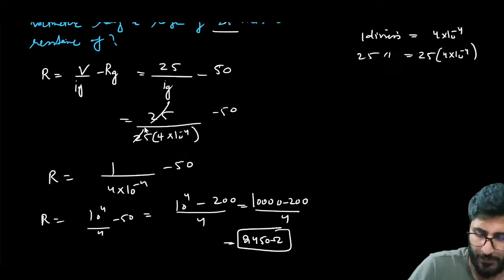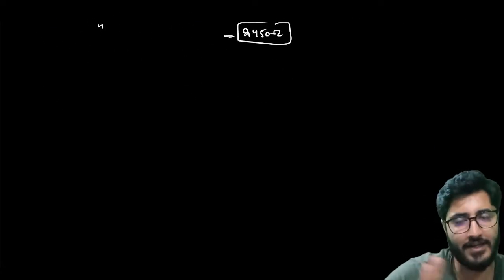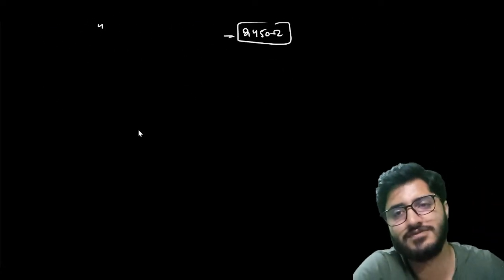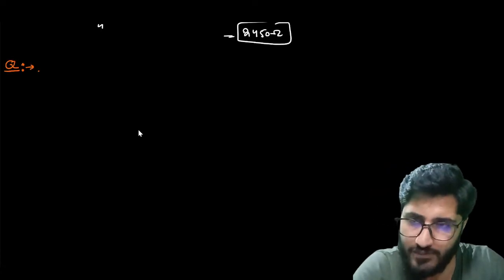So I guess we have a couple of minutes. So we will do one last numerical, then tata bye bye from this class. From current electricity. One more numerical, the last numerical.